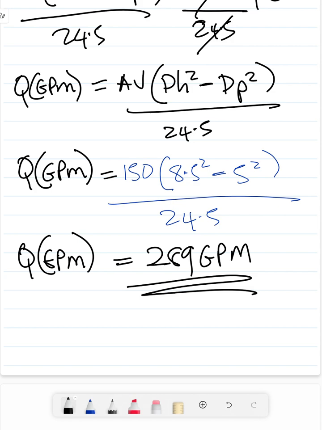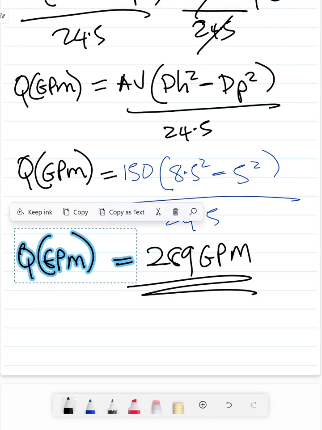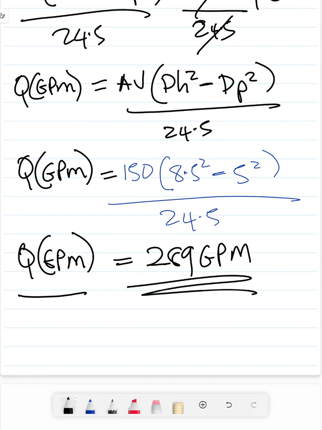So that's how you work the numbers. All you need to do is use your annular velocity equation, convert it, get your flow in GPM, plug in your numbers, and you have your flow.